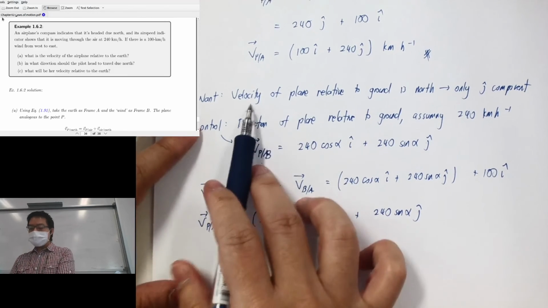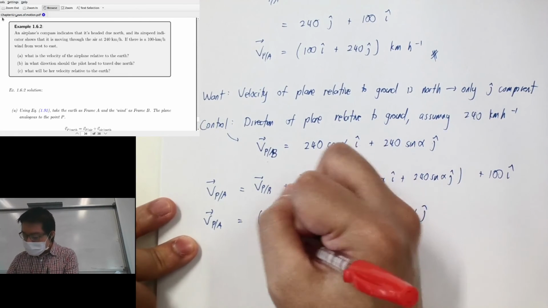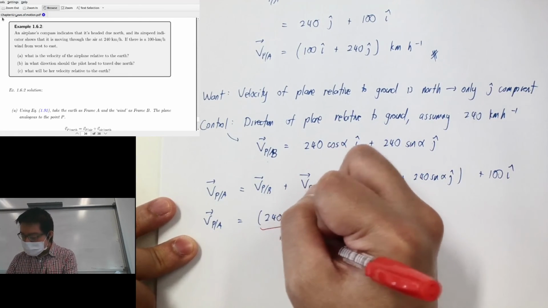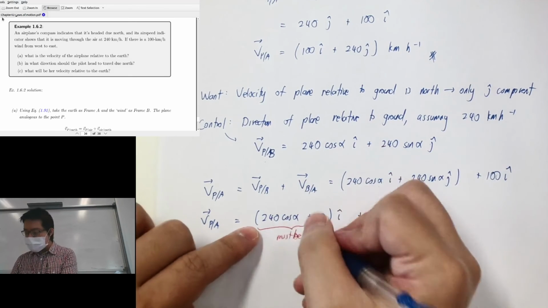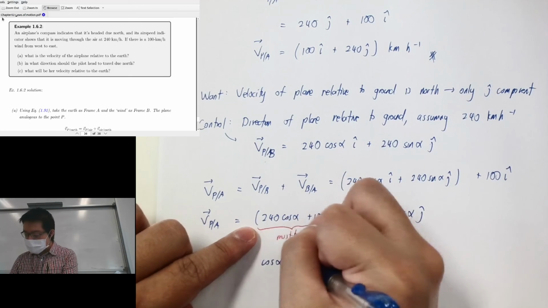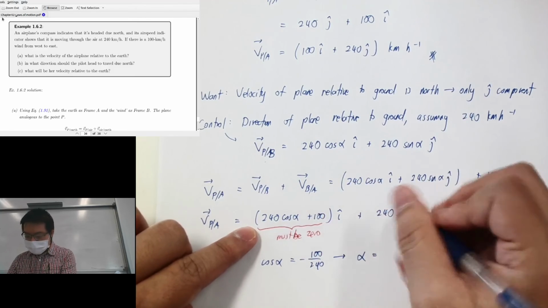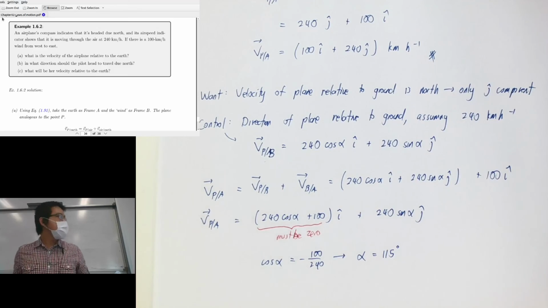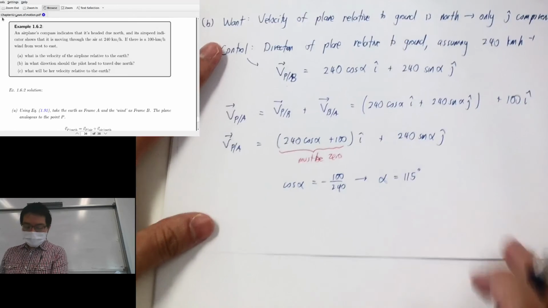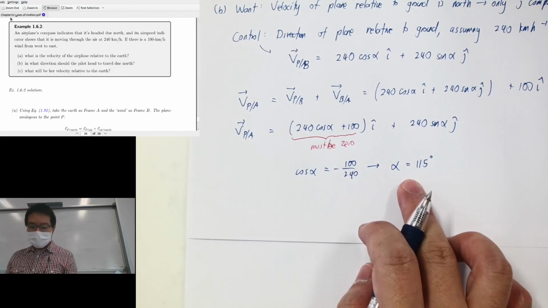If I want my velocity to be only north, only the j component, that means the i component must be 0. So how do we make this 0? That means cos alpha is minus 100 over 240, which gives me alpha equal to 115 degrees. So my plane should be flying at this angle.